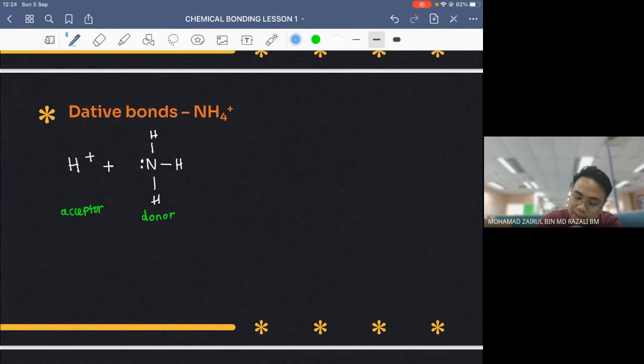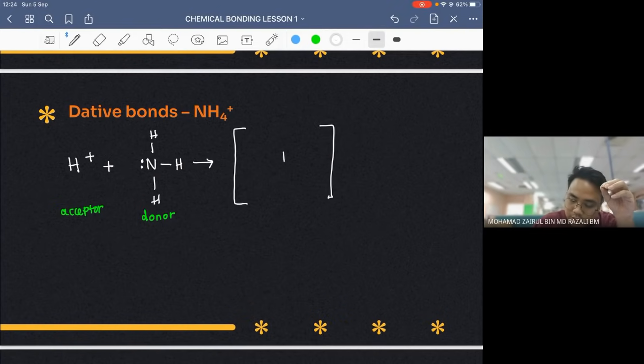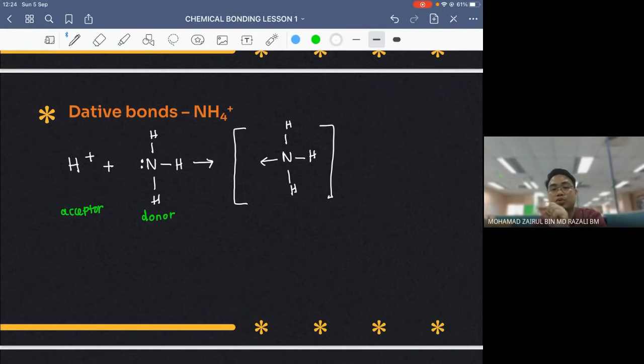So macam mana nak lukis dia punya dative bond? Ingat, sebab dia akan hasilkan ion, dan ion kita kena lukis dia dalam square bracket. So kita lukis dulu H ni. Since nitrogen ni dah donate dia punya lone pair pergi ke hydrogen, for dative bond normally we draw as an arrow. Arrow itu mesti menuju daripada donor ke acceptor, dan acceptor kita adalah H+. So ini adalah how you can show the formation of dative bond by using a Lewis dot symbol.